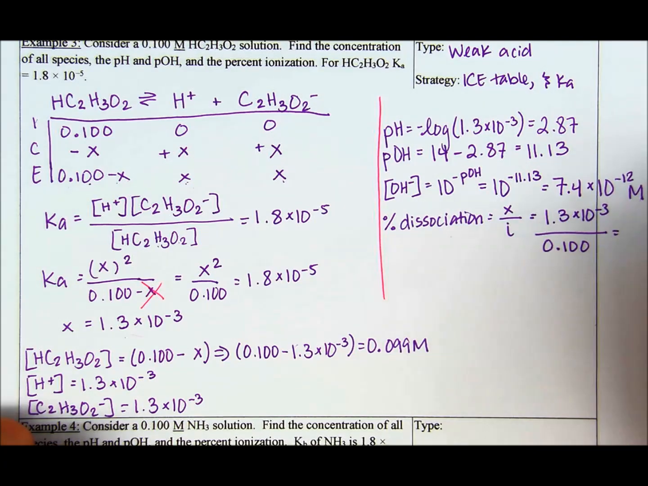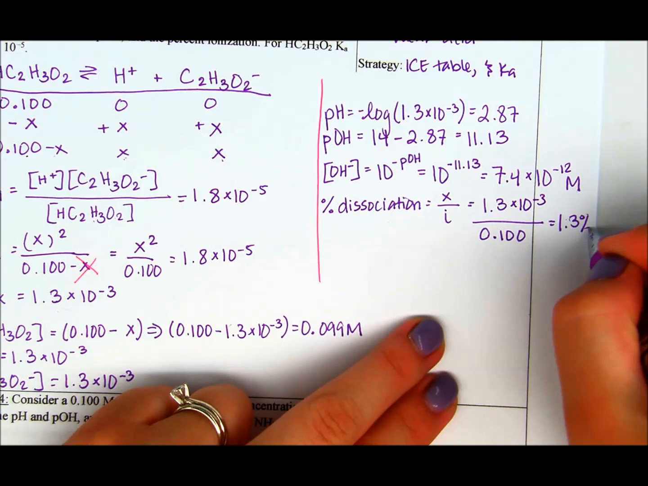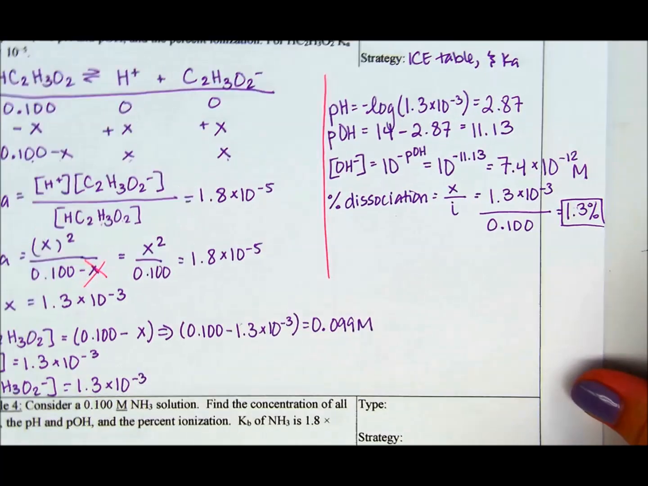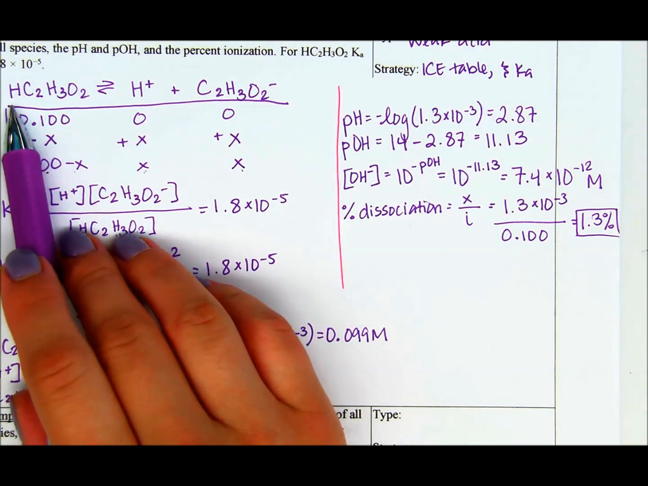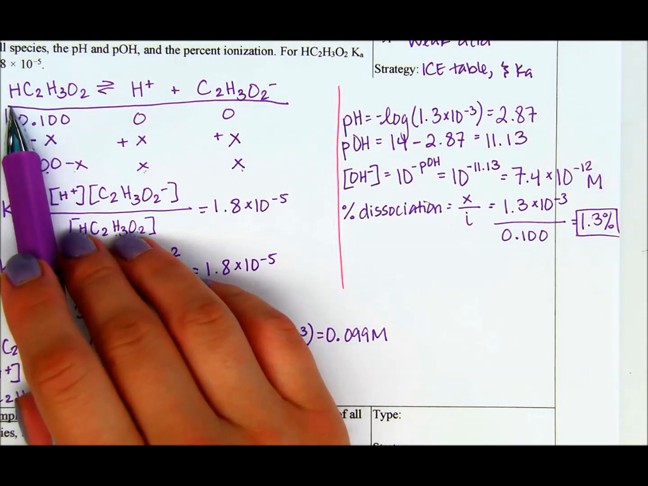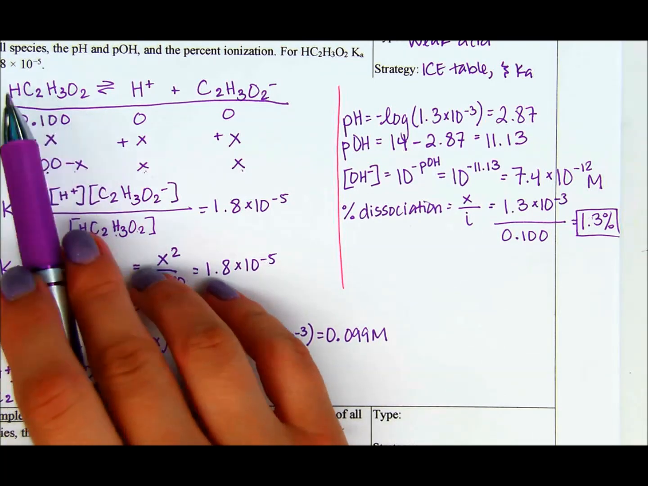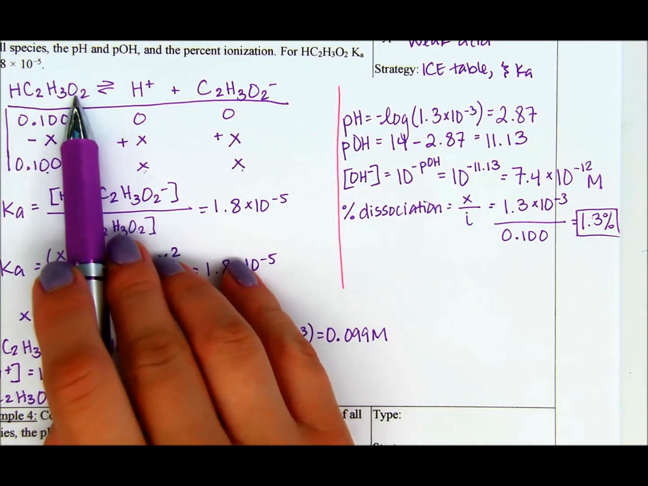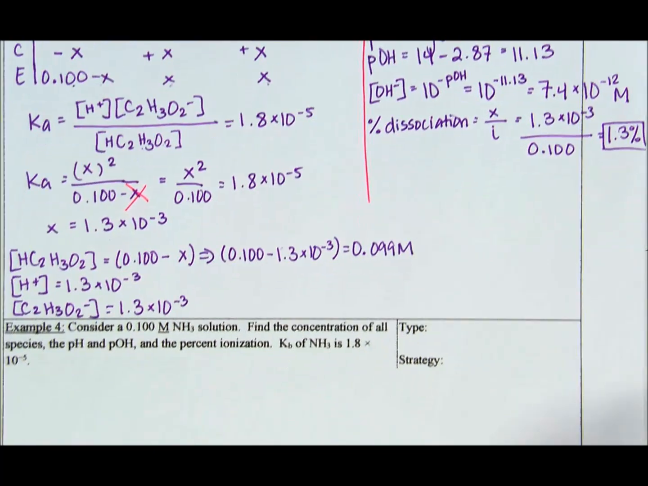Plug that in, multiply by 100, and you get 1.3%. So when we say this is a weak acid, we really mean it's a weak acid, right? If you put 100 molecules in here, only 1.3% of them, or only 1.3 of them on average, will break up, and the rest are just going to stay your acetic acid, and they're not going to break up at all. Okay, that is the end of that problem.